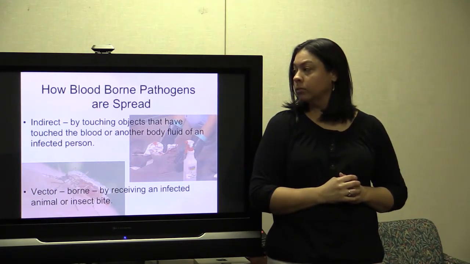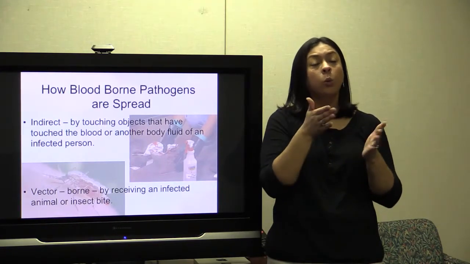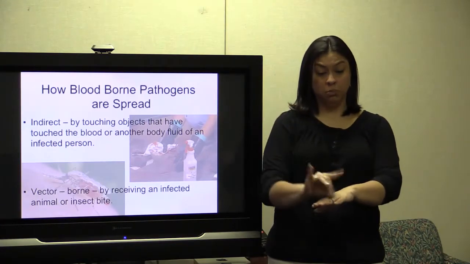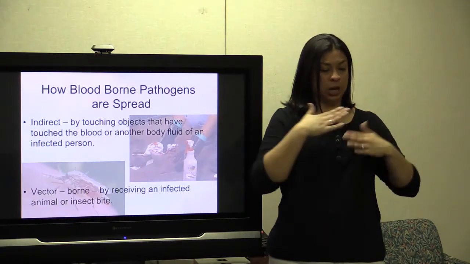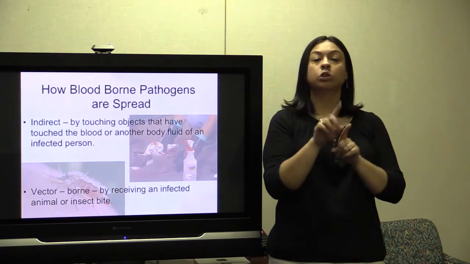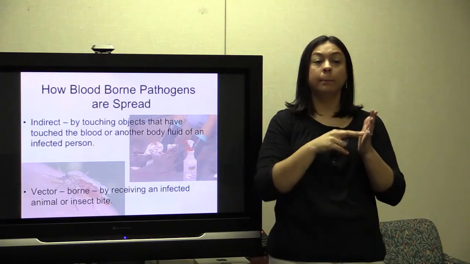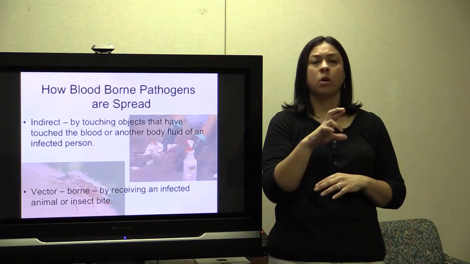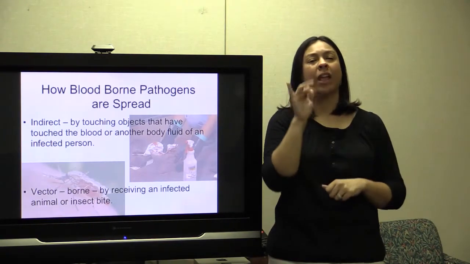They're also spread by indirect contact, by touching objects that have touched the blood or another body fluid of an infected person. And also vector-borne, by receiving an infected animal or insect bite. This is why we are so careful about bats, about students touching bats, and that could be a vector.